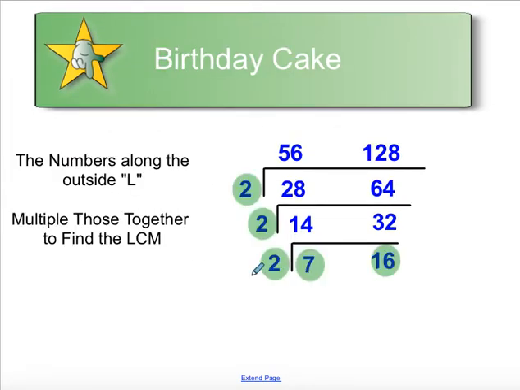And I'm going to use the factors on the outside and this last row of factors to find my least common multiple. So I'm going to multiply together 2 cubed times 7 times 16. And let's see, when I do that, multiplying together 8 times 7 times 16, I find that the least common multiple is 896. That is our least common multiple between 56 and 128.